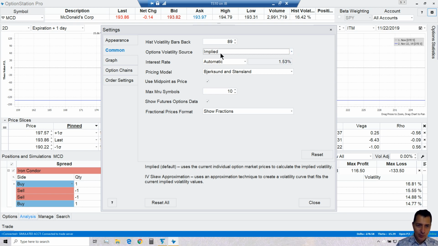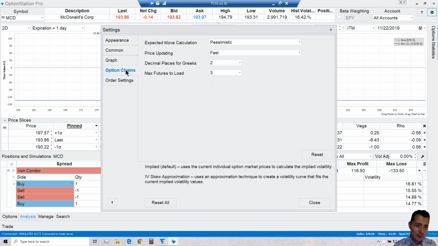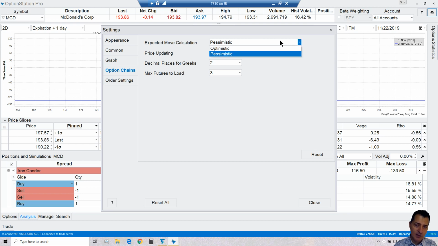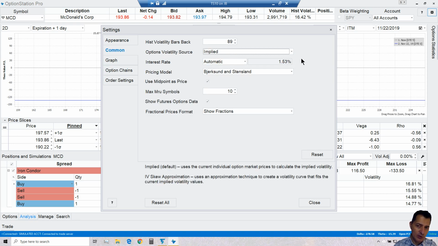Well, to explain what that means, and again, if some of you are not trading options, now I am about to drive you a little crazy, but bear with me, please, because it's going to be important for the ones of you trading options. So if you look at options chains, you have an expected move calculation. You have two ways to calculate that. One is optimistic, one is pessimistic. So what is this? Because this is directly linked to this options volatility source of implied and IV skew approximation.